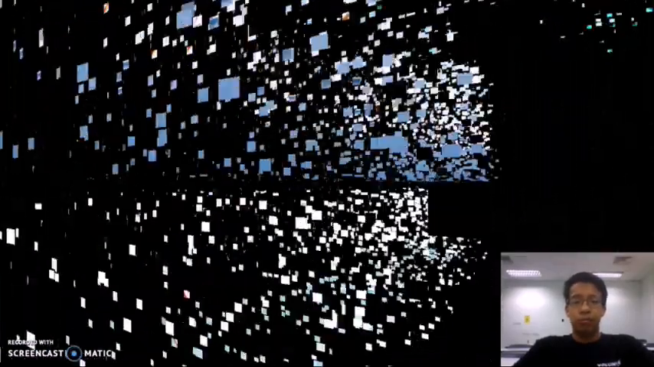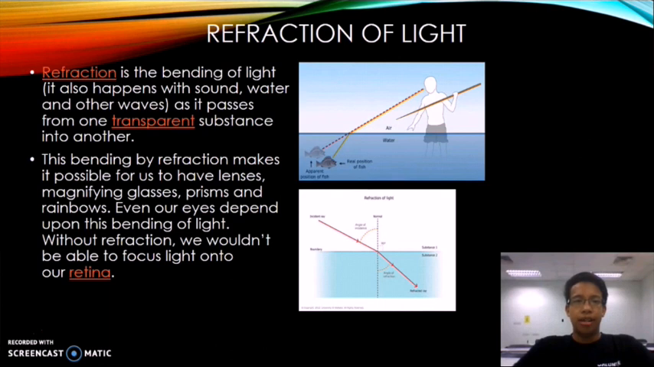Next, we talk about refraction of light. Refraction is the bending of light. It also happens with sound, wind, water, and other waves as it passes from one transparent substance into another. This bending by refraction makes it possible for us to have lenses, magnifying glasses, prisms, and rainbows. Even our eyes depend upon this bending of light. Without refraction, we wouldn't be able to focus light onto our retina.